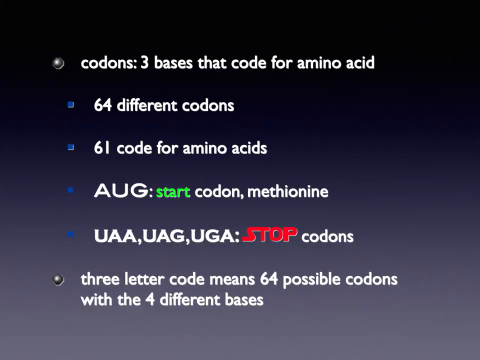There are 64 different codons. 61 of those code for amino acids. There are 4 that I ask you to memorize. AUG is the start codon, and that codes for an amino acid called methionine. UAA, UAG, UGA are the stop codons.